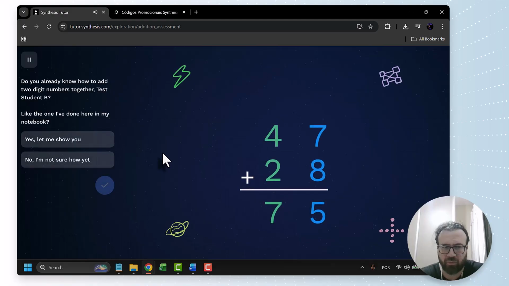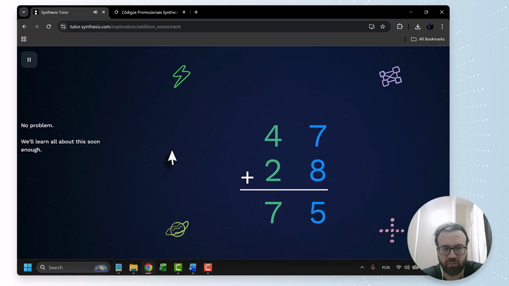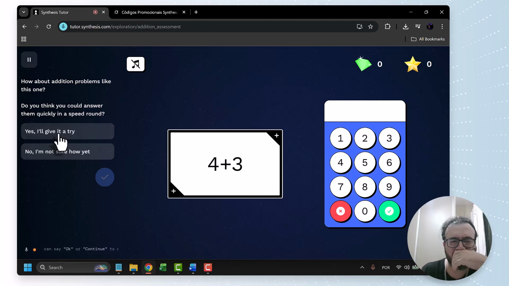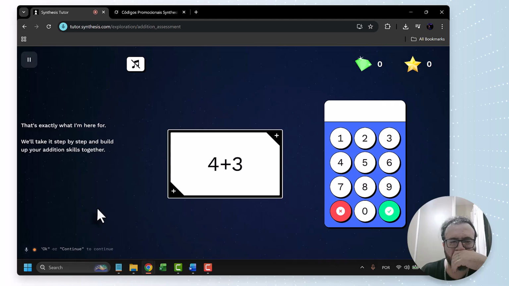Do you already know how to add 2-digit numbers together, test student B? Like the one I've done here in my notebook? No problem. We'll learn all about this soon enough. How about addition problems like this one? Do you think you could answer them quickly in a speed round? That's exactly what I'm here for. We'll take it step by step and build up your addition skills together.